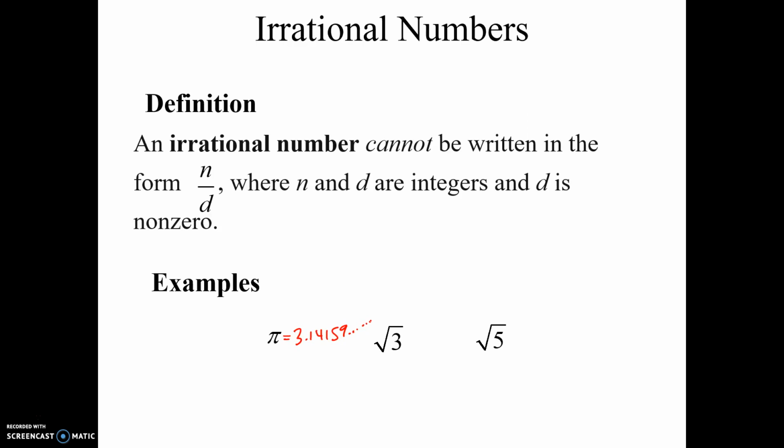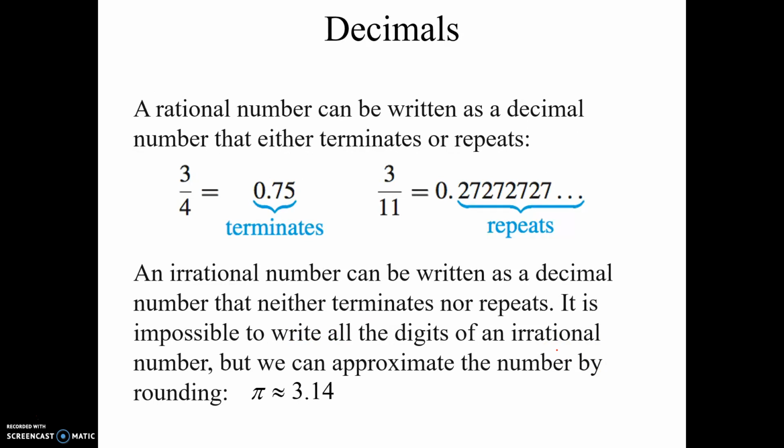These are irrational numbers. A rational number can be written as a decimal number that either terminates or repeats. Okay, this is important. A rational number can be written as a number that terminates, which means it stops, or it repeats. For example, 3/4 is 0.75, that terminates. 3 over 11 is 0.272727, it repeats. So any fraction can be written as a decimal that terminates or a decimal that repeats. An irrational number can be written as a decimal number that neither terminates nor repeats. For example, pi is 3.14159, and it just keeps going forever without terminating or repeating.